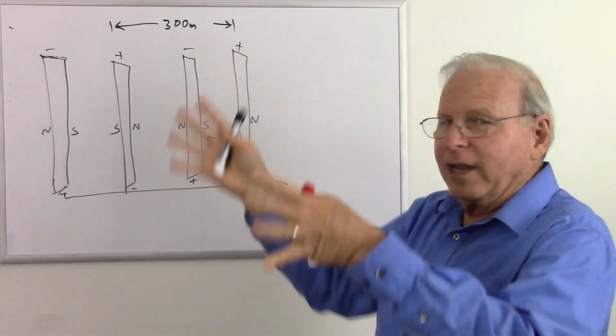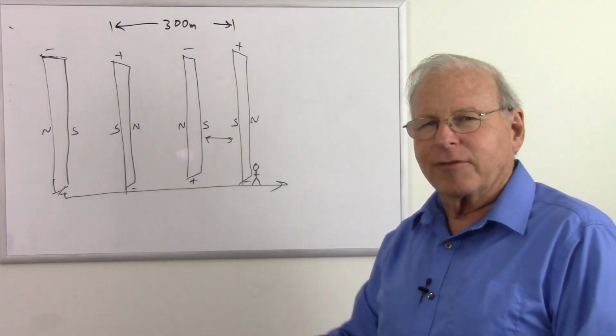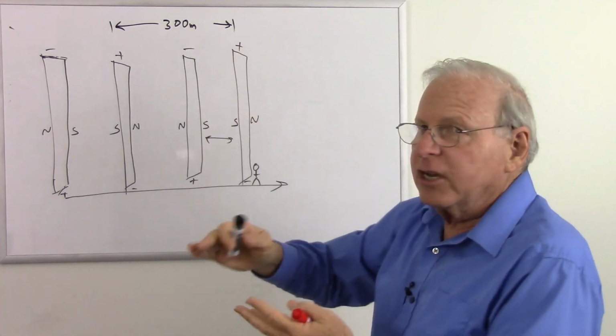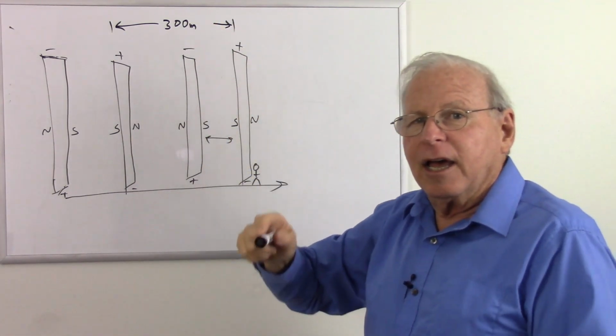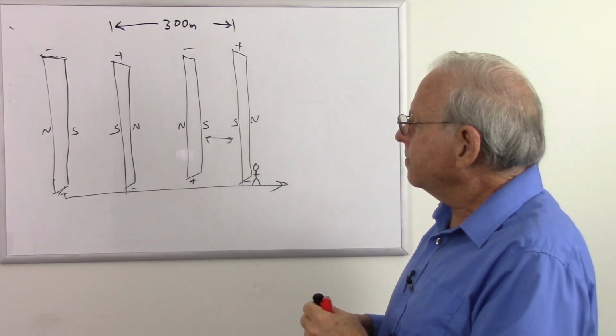Or if this is oriented the other way, I might have positive to the right, negative to the left, north to the top, and south to the bottom. So they can be oriented any direction. For convenience, I'm just showing them vertically oriented, with the electric field going up and down and the magnetic field going from side to side.